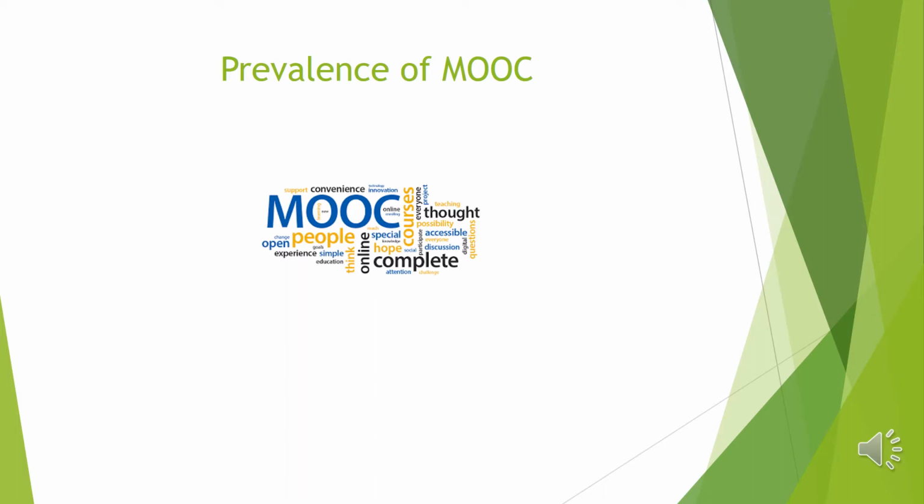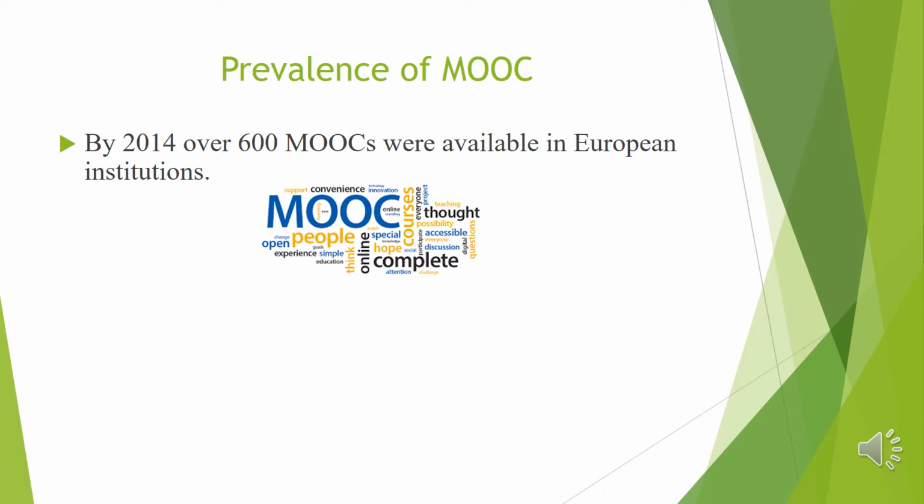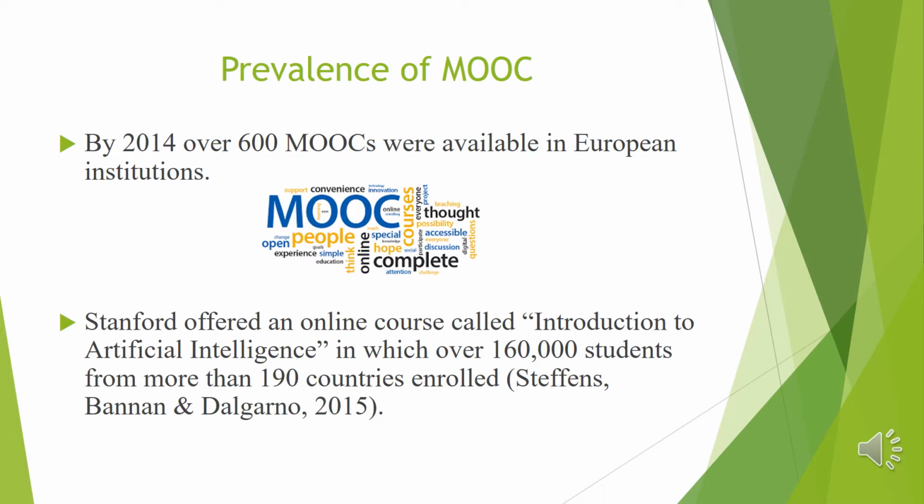Just to cement the idea and demonstrate how prevalent the use of MOOCs is today, by 2014, over 600 MOOCs were available in European institutions, Steffens, Bananen and DeLaGaro 2015. Furthermore, the concept of MOOCs has been adopted by leading campus-based universities. One example is at Stanford, which offered an online course called Introduction to Artificial Intelligence, in which a staggering 160,000 students from more than 190 countries enrolled. Steffens, Bananen and DeLaGaro. Alright, now let's look at an example of a MOOC.